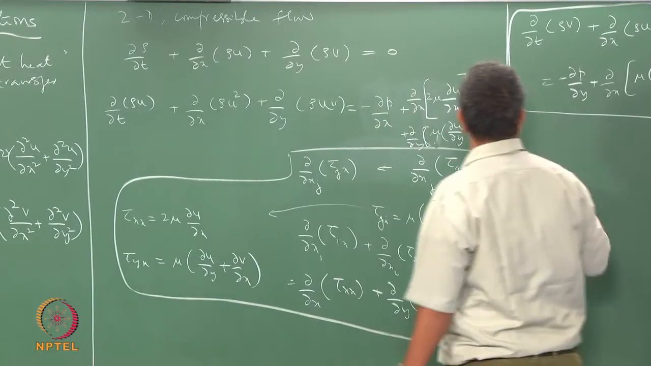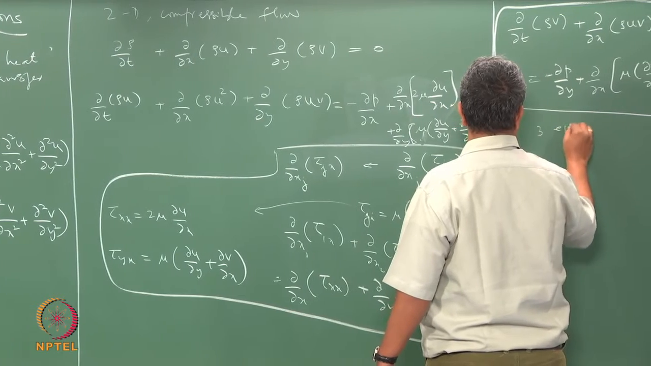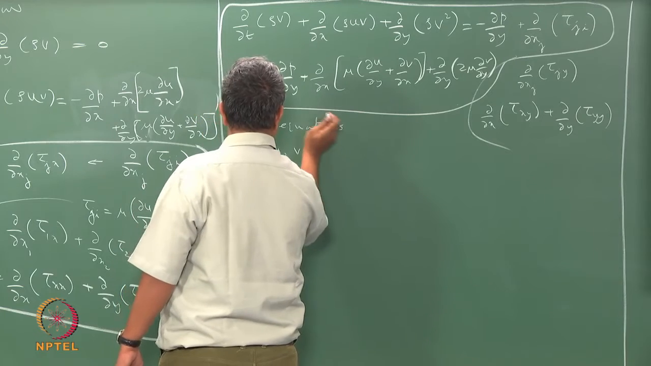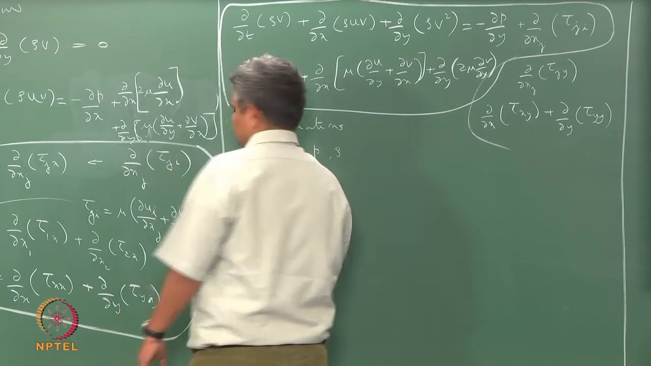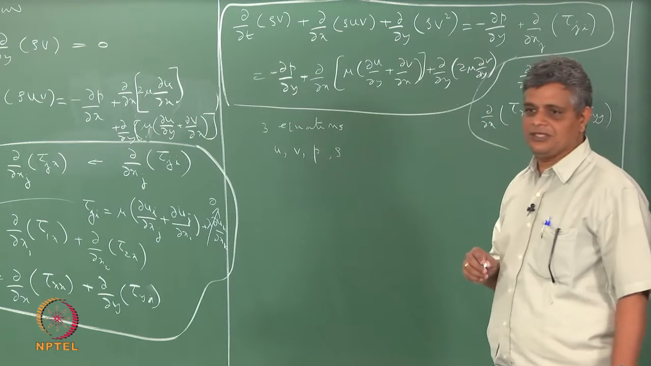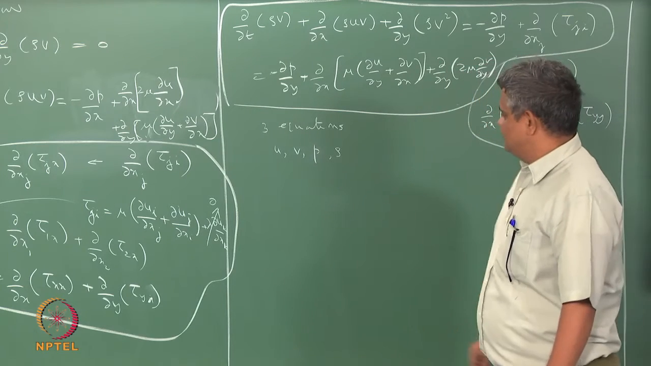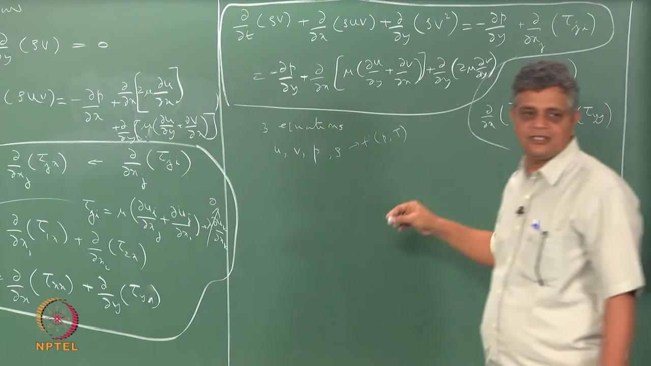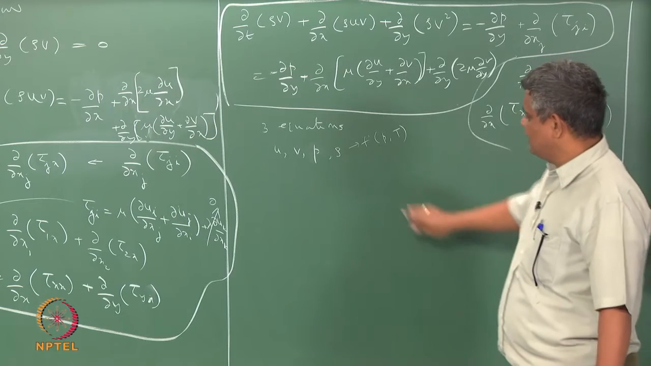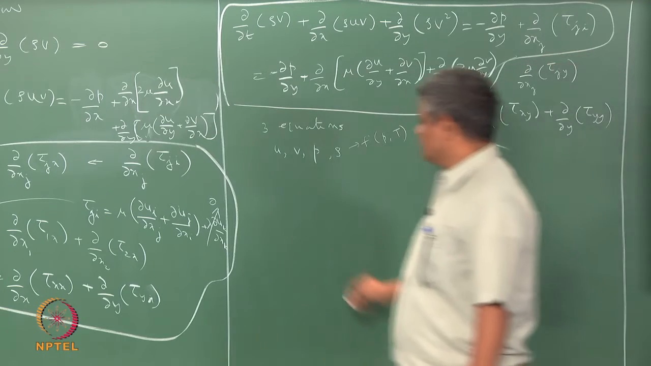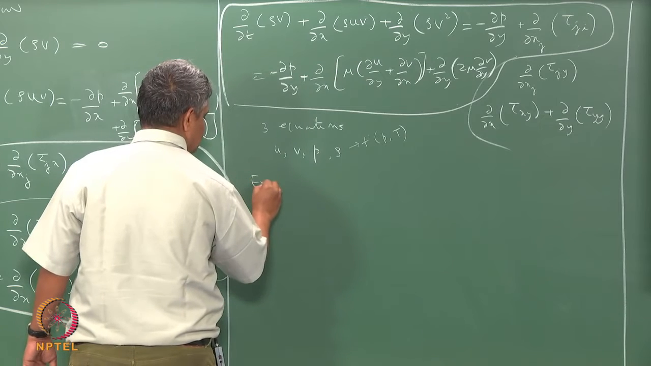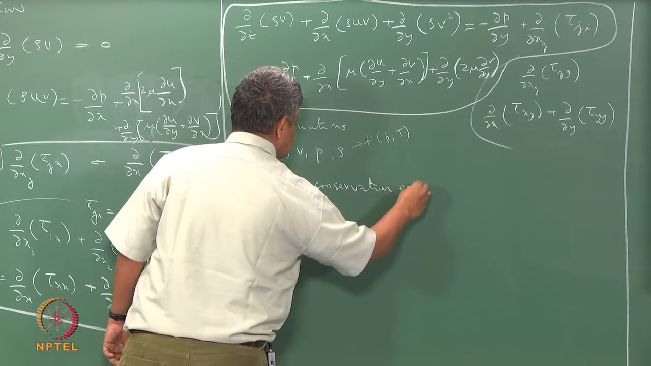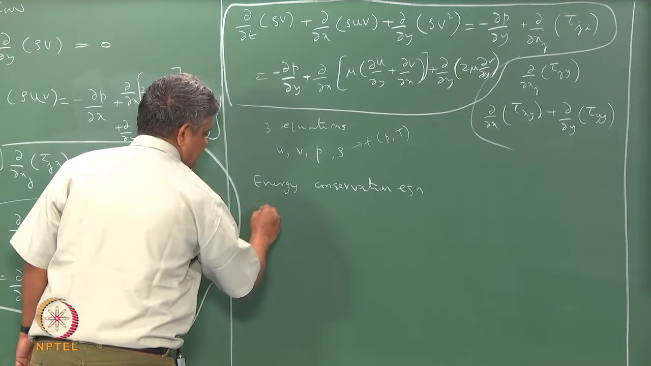If you now look at the equations that we have, three equations, and the variables are u, v, p, and rho. Density is also coming into picture here, and density is usually a function of pressure and temperature, or it is given by an equation of state. So we need to also solve the energy equation, and we also need to have the equation of state.